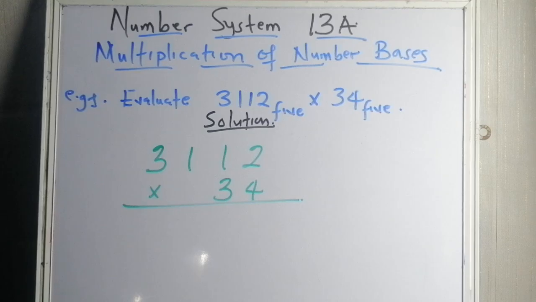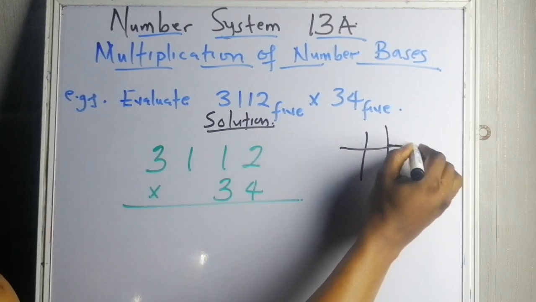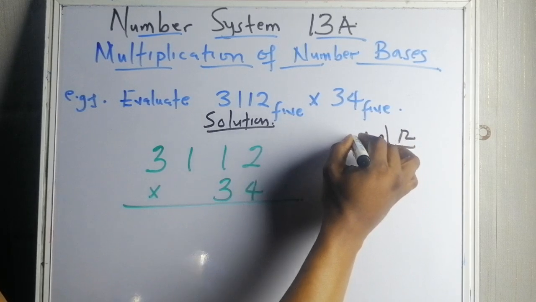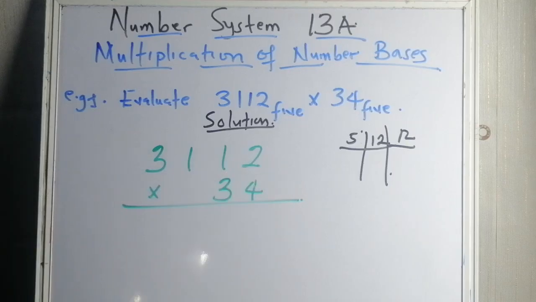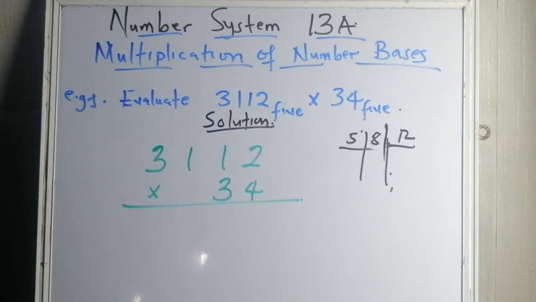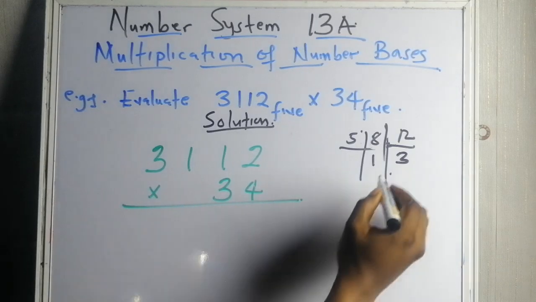So the first one is what? 4 times 2, 8. Don't forget, quickly do your table so that you won't miss it out. You have your 12 here, then you have your 5. So 4 times 2 is 8. Why are we doing this? We want to know the one that is remaining. How many times can 5 go in 8? We all know that 5 can go in 8 one time. Then it will remain 3.